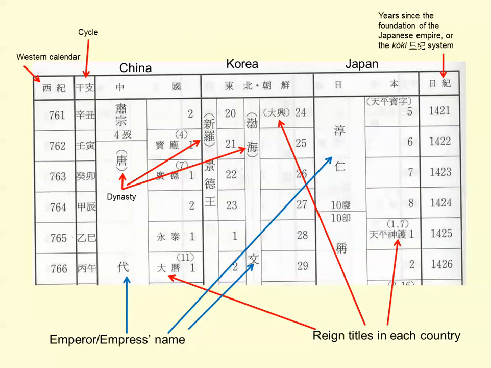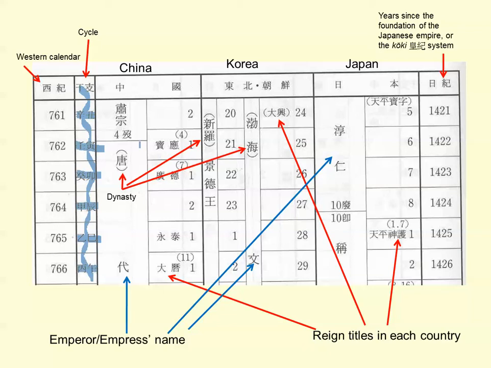So I want to return to this chart that we looked at in the last lecture. In the last lecture, we looked at this in the context of learning about Nengo, or reign titles. And now what I want to do is focus on this column here that I had decided was not important back then. I said, oh, don't be distracted by it. Here, it says the cycle. You'll see cycle combinations, and these are for each year.